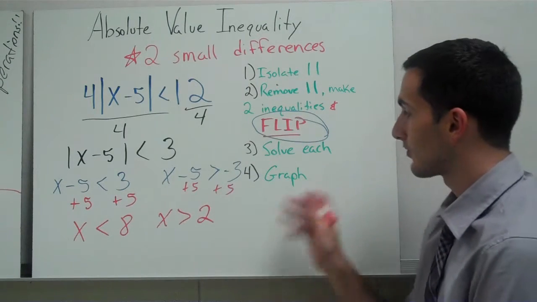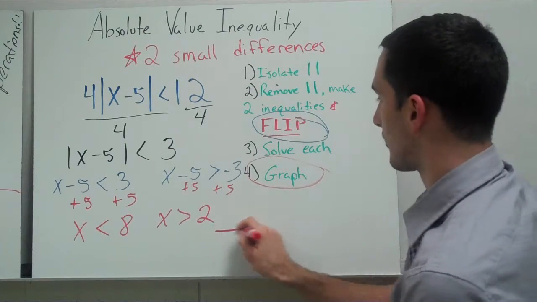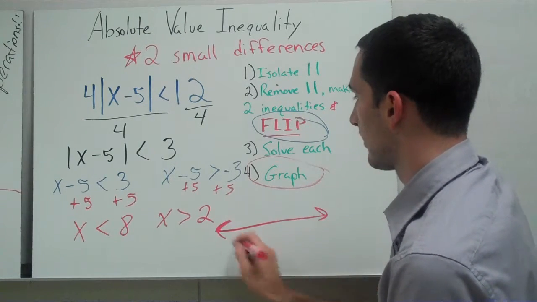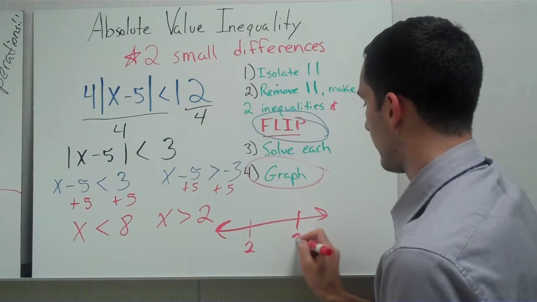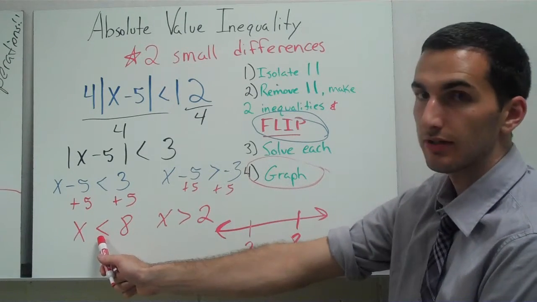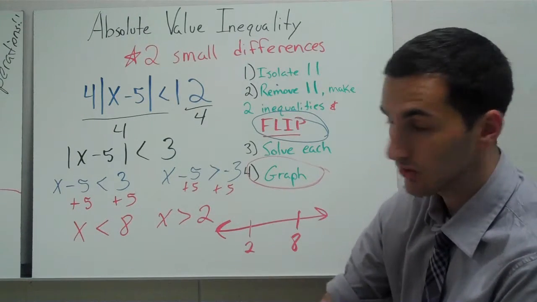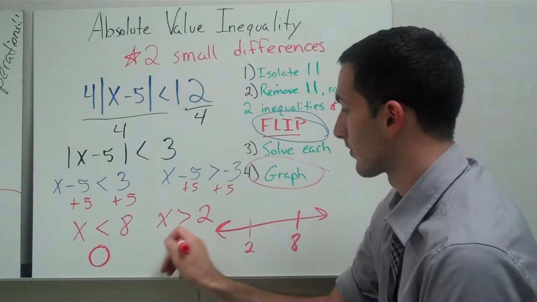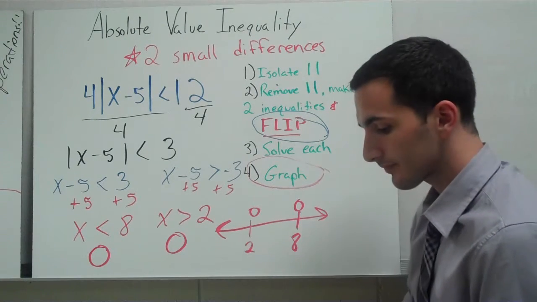Now, just like on equations, we have that one last step. We have to graph these. Okay? So I'm going to draw my number line. I'm going to find 8 and 2 on my number line. I've got 2 here, 8 here. We can see that this is less than, this is greater than, but neither of them are equal to. So these will both be open circles. So I'm going to put an open circle at 2 and an open circle at 8.